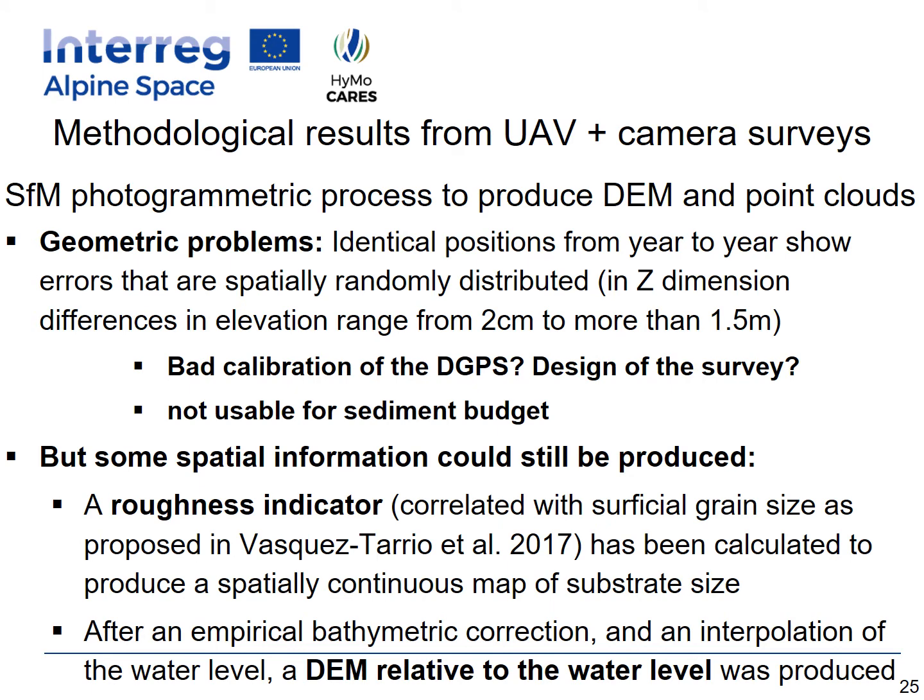Vasquez-Tario et al. 2017 proposed to use roughness indicators as a proxy of the substrate size. Indeed, the grain size measured on the field is strongly correlated with the roughness indicators. Consequently, we used this kind of indicator to produce a spatially continuous map of this proxy of a superficial grain size. We developed a methodology to empirically correct the value of bathymetry from field measures and used it to produce a DEM relative to the water level.